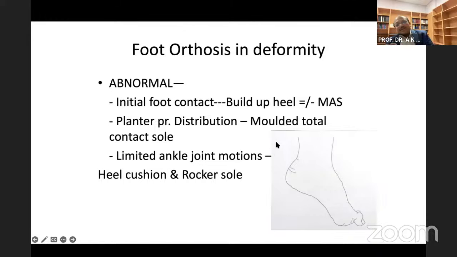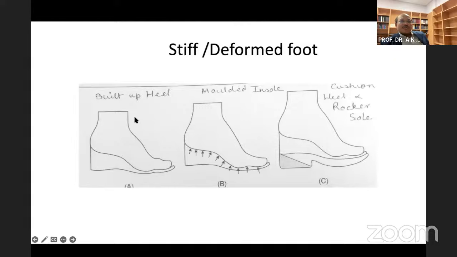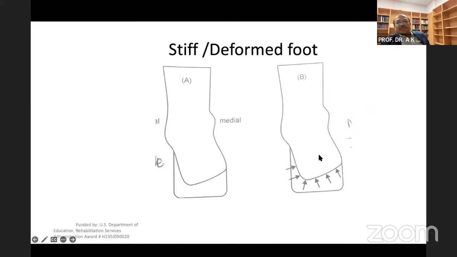So again, the plaster is used to take the exact footprint, and depending on that, we have to prepare that exact total contact molded sole. And as there is limited ankle joint motion, we have to add the heel cushion as also the rocker sole. What is the function of the heel cushion? I already described. That will simulate the plantar flexion and dorsiflexion, and the rocker sole will simulate the toe off. So that is how it is prepared. The heel is built up, and under the heel, microcellular rubber is added for simulation of dorsiflexion and plantar flexion. Along with that, the rocker action is added. In this way, they can easily use this.